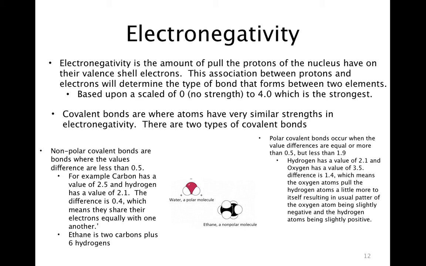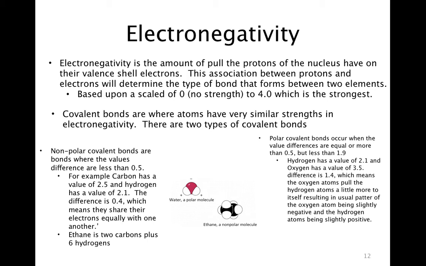So ethane, which is 2 carbons and 6 hydrogens bound together, forms what we call a nonpolar covalent bond. What we mean by nonpolar is that because the electrons are shared equally, there is no positivity or negativity in the molecule itself. Okay, so let's go to the next one.